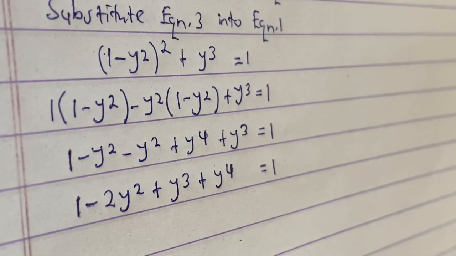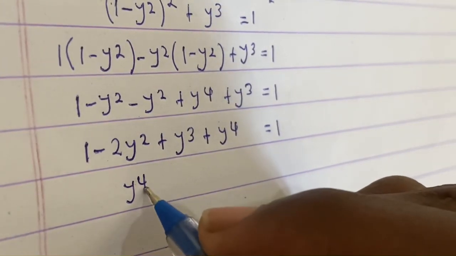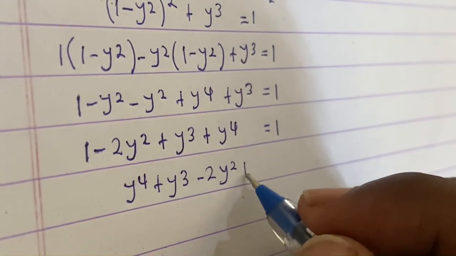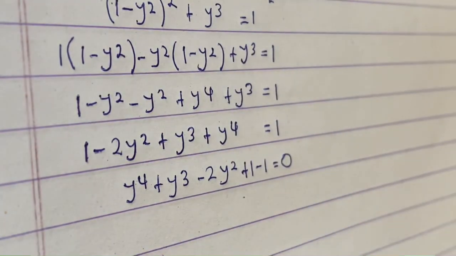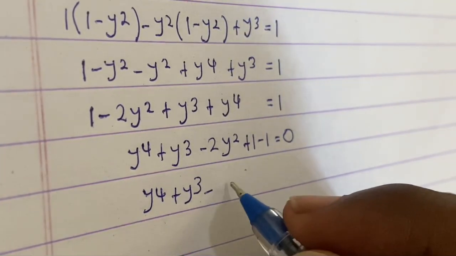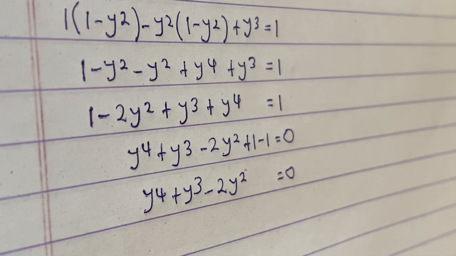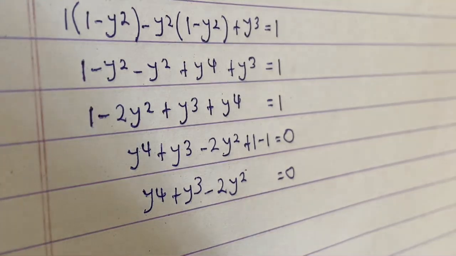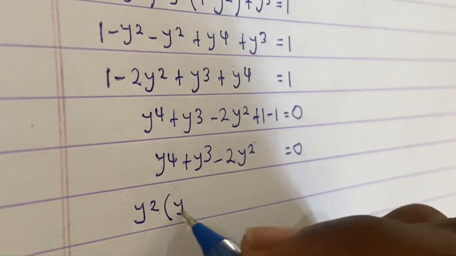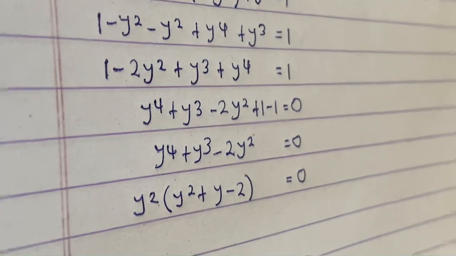So this is 1 minus 2y squared plus y cubed plus y to the power 4 is equal to 1. So we can rearrange this expression to y to the power 4 plus y cubed minus 2y squared plus 1 minus 1 is equal to 0. So y to the power 4 plus y cubed minus 2y squared is equal to 0. So from this expression, y squared is a common term, so we are going to factor it out. So we are going to have y squared into y squared plus y minus 2 is equal to 0.